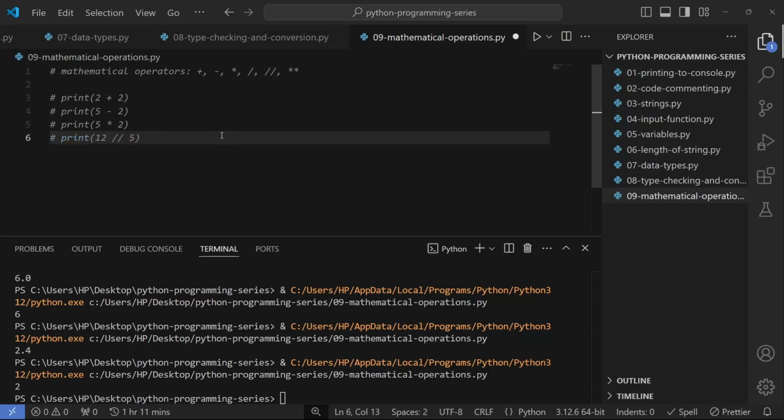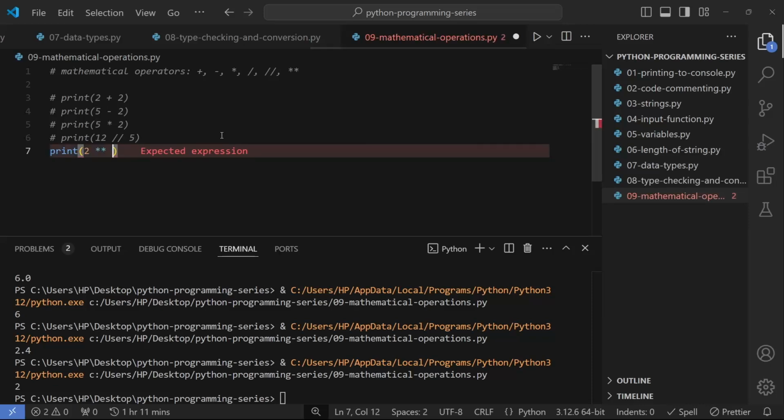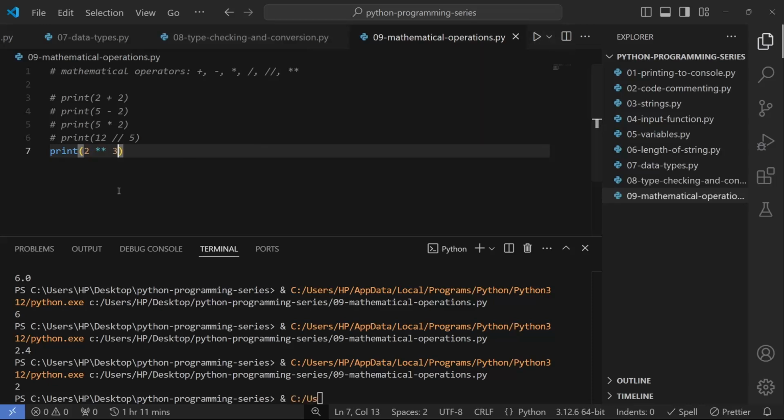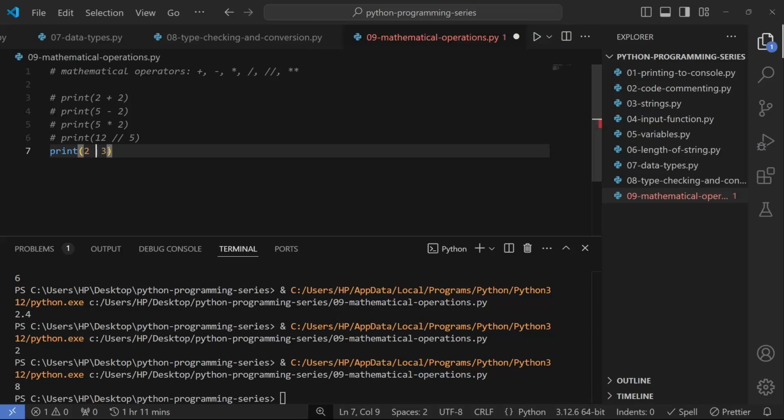Let me comment this out, so we can as well print this. Let me uncomment this, so we can say 2 exponent of 3. So the meaning of this is 2 raised to the power of 3. That is 2 times 2 times 2, and that is going to give you 8. That is the function of the double multiplication symbol. It is the symbol for exponents. You get that by typing your multiplication symbol twice.